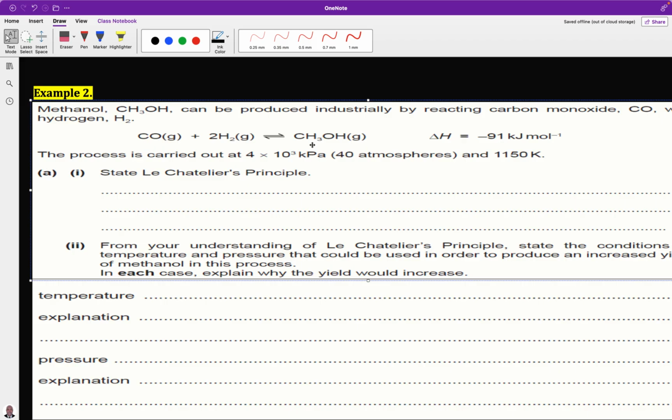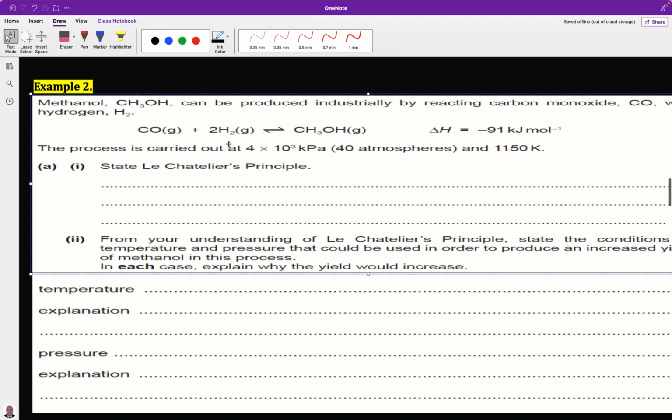High pressure will lead to the production of more methanol. Why do I say high pressure will lead to the production of more methanol? At high pressure, more of the gaseous molecules of the reactant will move in the direction of less gaseous molecules, thus reducing the pressure and favoring the production of more methanol.